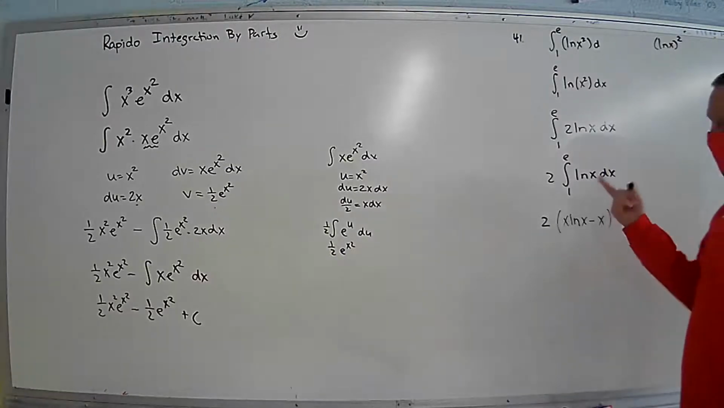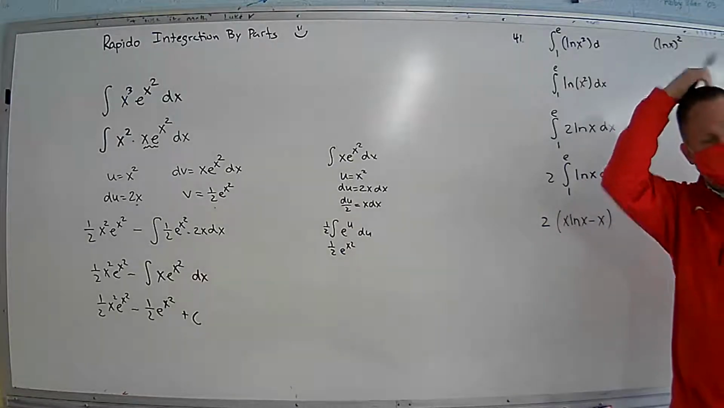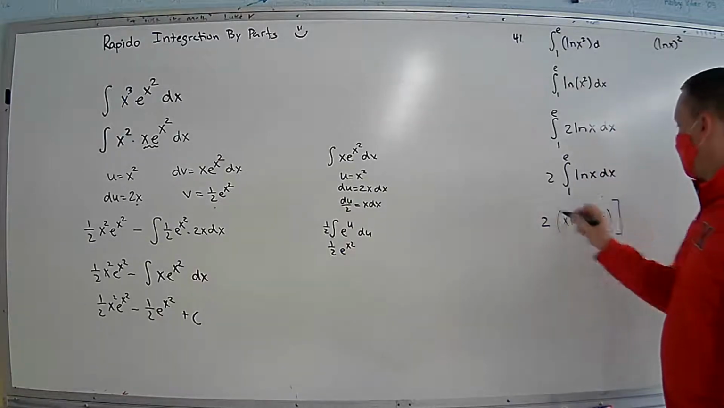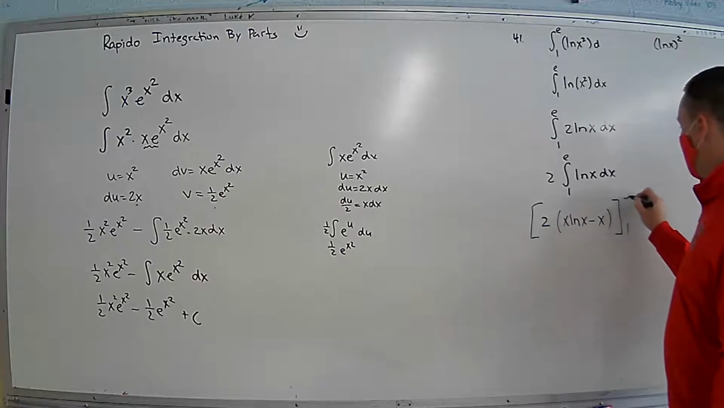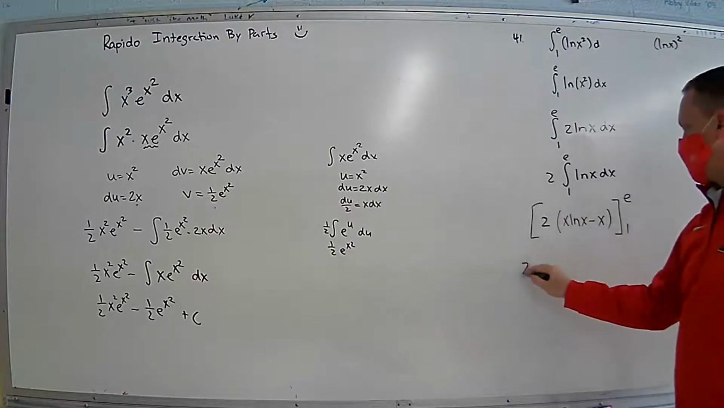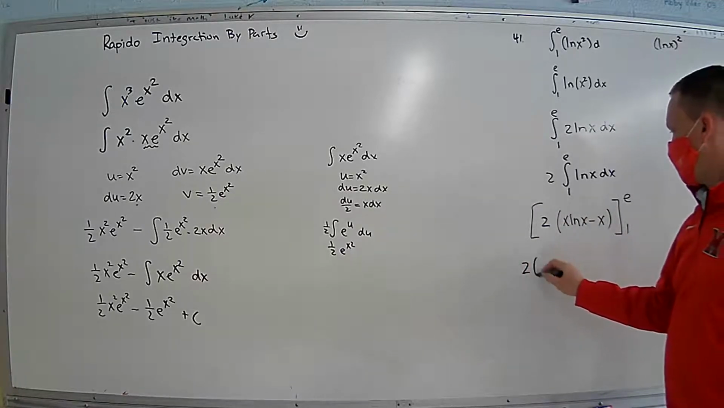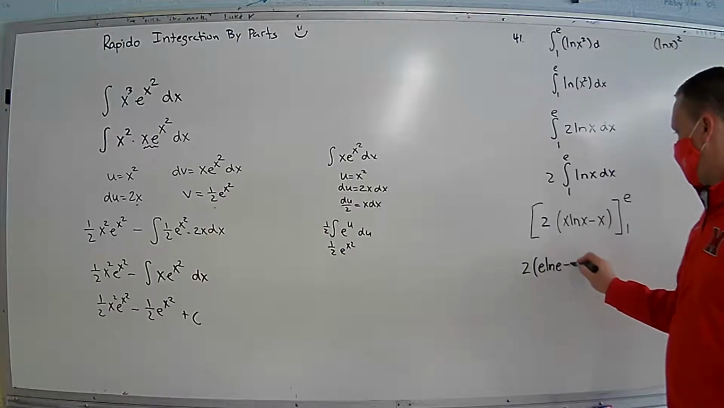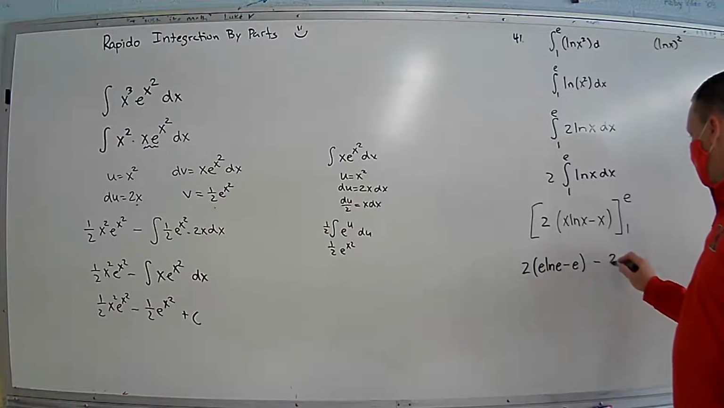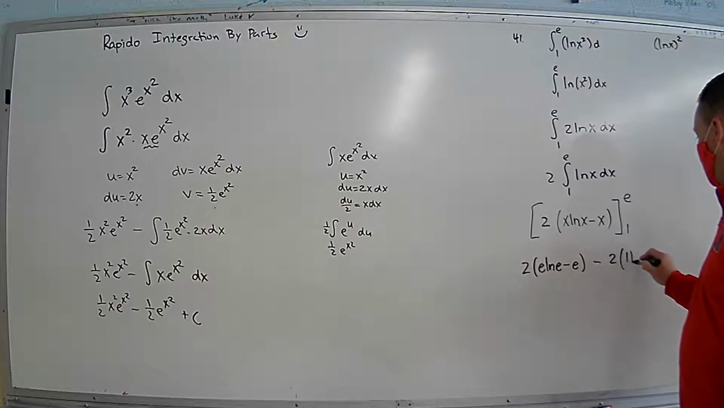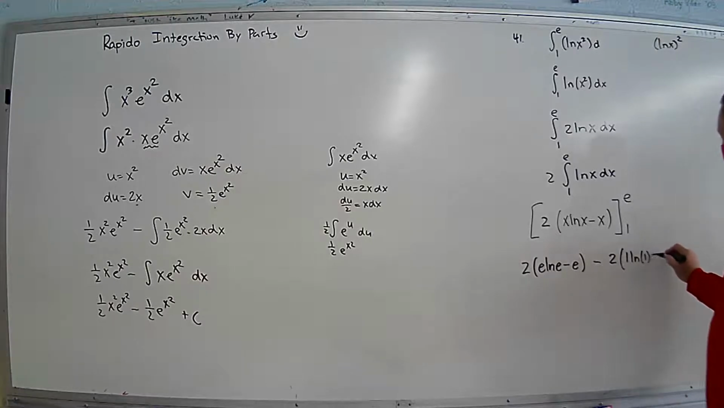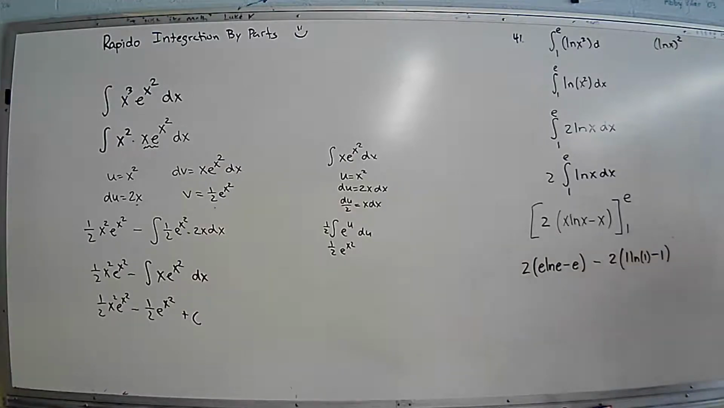So, oh, this is a definite integral. We haven't had one of those yet. So what do we do with that? We evaluate that, right, from 1 to e. So this is 2 e natural log of e minus 2 times 1 natural log of 1 minus 1. And I'd put $10 on that.